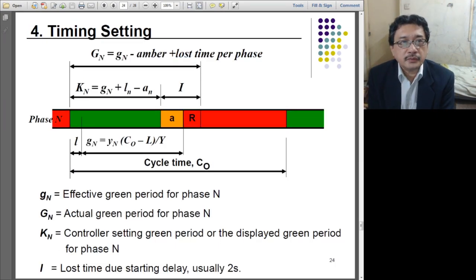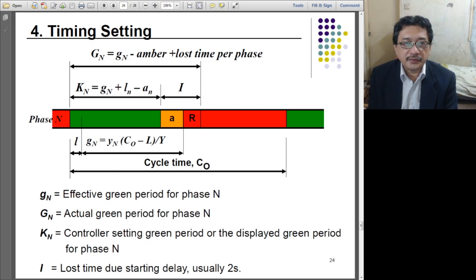The fourth element to be considered is the timing setting of the traffic control lights. We need to know the actual green period for phase N, which is given by the capital G.